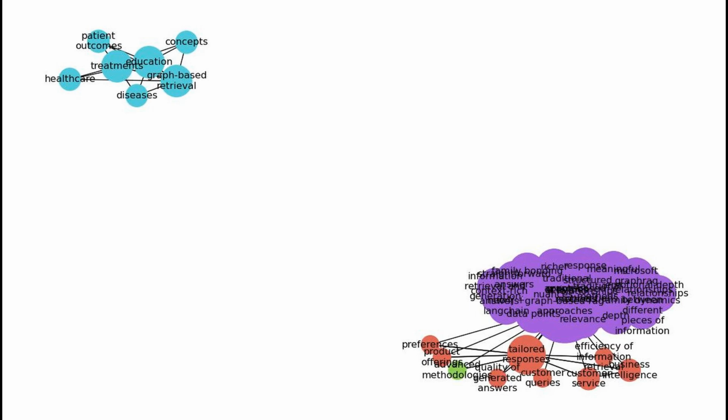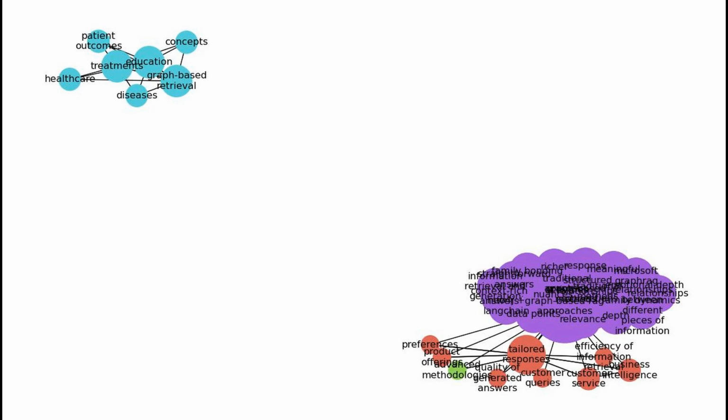The potential applications for graph-based RAG approaches are vast. They can be extremely beneficial in fields such as healthcare, where understanding the relationships between treatments, diseases, and patient outcomes is crucial. For example, using these methodologies, healthcare professionals could better analyze drug interactions or the effects of various treatments based on intricate relationships within the data. Education is another area where these approaches could shine.